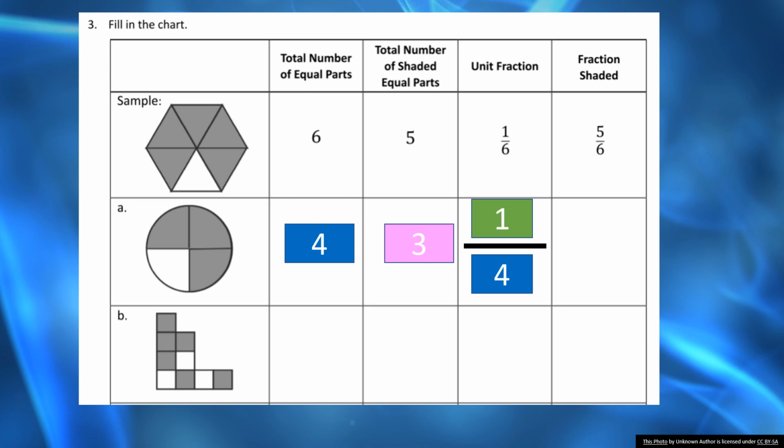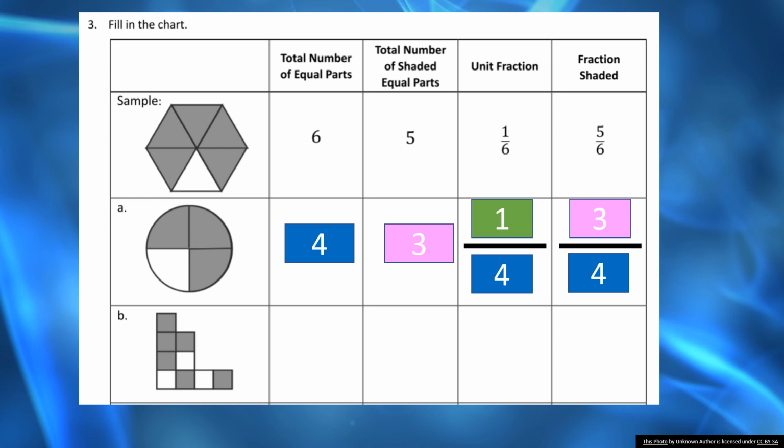Now, they ask us what fraction is shaded, all right? So, how many pieces are shaded? That's going to be our numerator, or top number. 3. 3 pieces are shaded. 3 pieces out of how many total pieces? 3 pieces out of 4 total pieces are shaded. So the fraction shaded is 3/4. Now you may want to pause the video to check to make sure your answer matches mine.